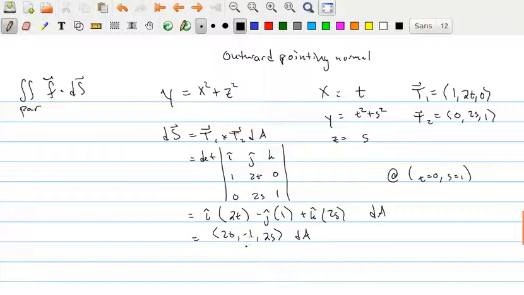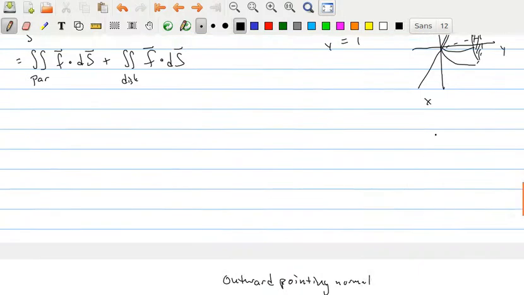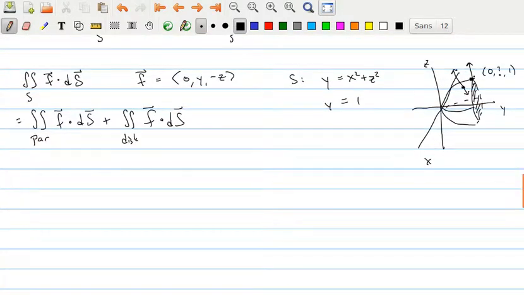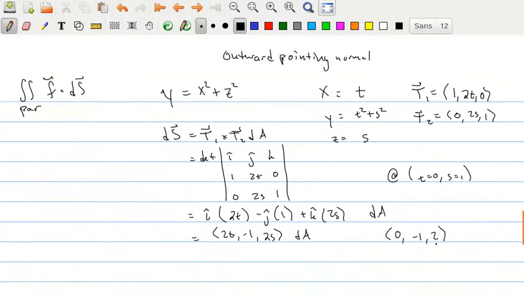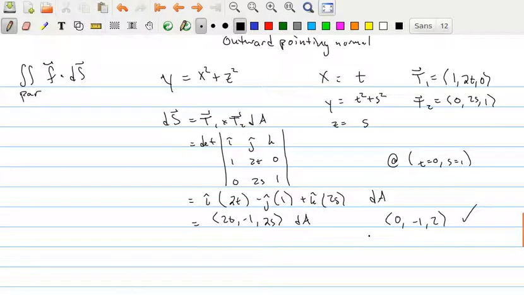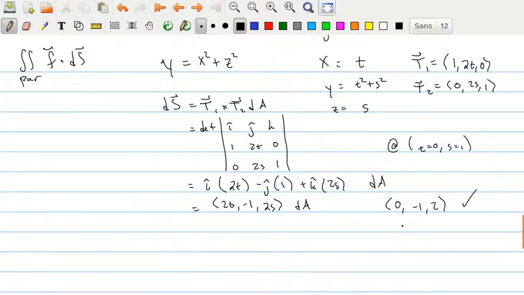If we plug that in, plugging in t equals 0 we've got 0, and plugging in s equals 1 we get ⟨0, -1, 2⟩. Is this pointing in the right direction? It's pointing upward, which is exactly the direction we want. So we know we've got the right dS. And if it wasn't, that means we crossed these in the wrong order, and we would just throw a negative sign on here to fix it. So we've got the dS.